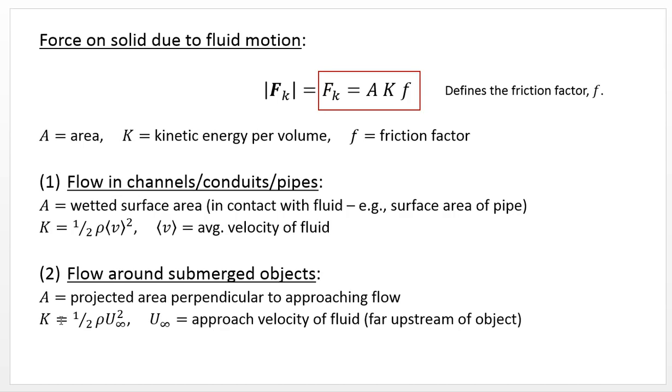The kinetic energy term is the same, 1/2 rho times the average velocity squared. In this case, for flow around submerged objects, the characteristic velocity u infinity is the approach velocity of the fluid far upstream of the object, where the velocity is assumed to be uniform.